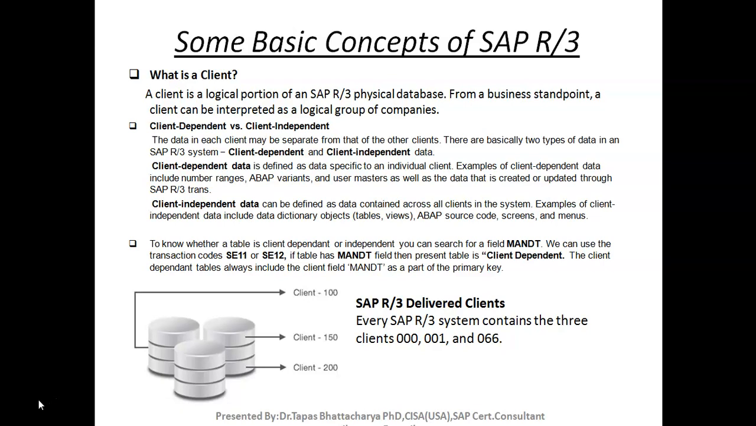And in the bottom part of this slide, you see SAP always delivers three clients to any customer: 000, 001 and 066. These three clients are called SAP delivered clients, and they have all the basic structures of SAP programs, SAP tables, and all the requirements filled. These are called demo clients. When you create your own client, you need to copy the structures, tables, everything from a demo client. You need not touch the demo client.